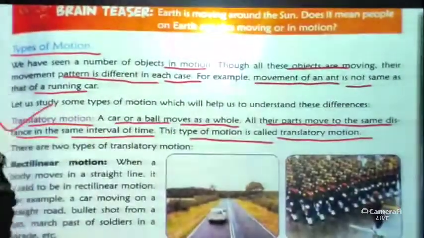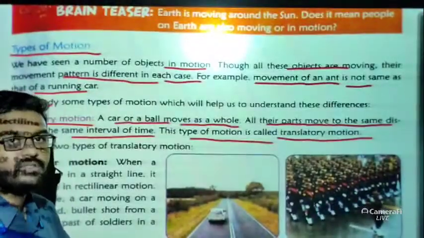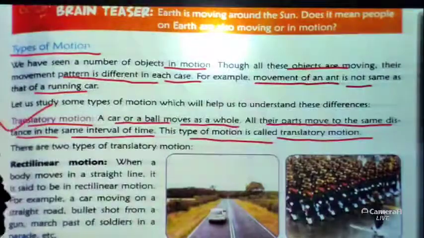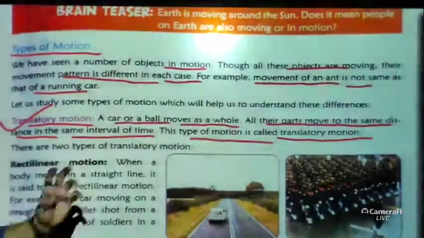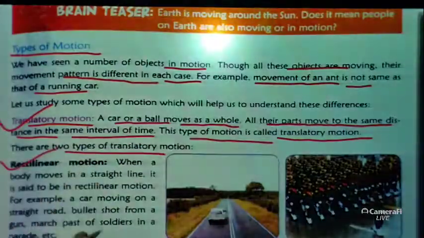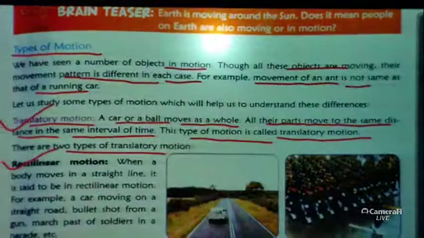So translatory motion means what? When the object moves as a whole and the parts that are included in the object also move as a whole, then we call it translatory motion. Now translatory motions are basically two types: rectilinear motion and curvilinear motion. So let us discuss these two.